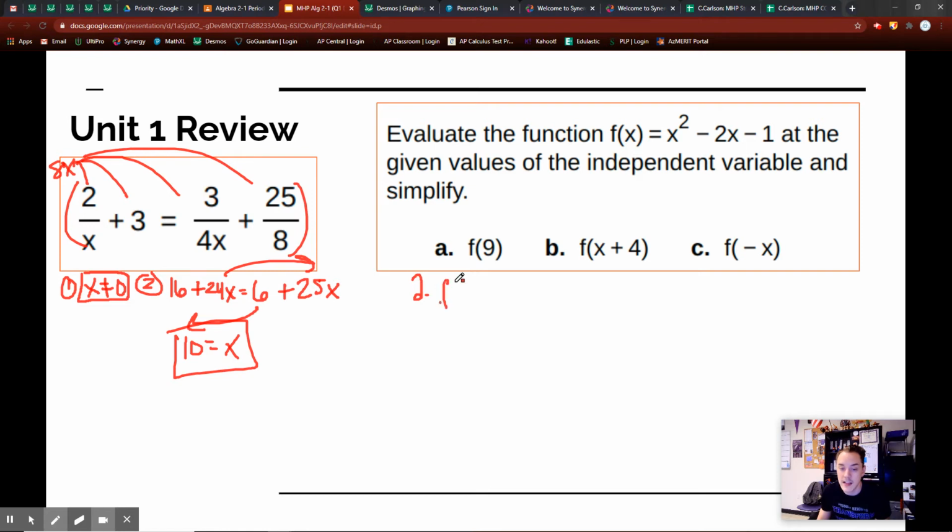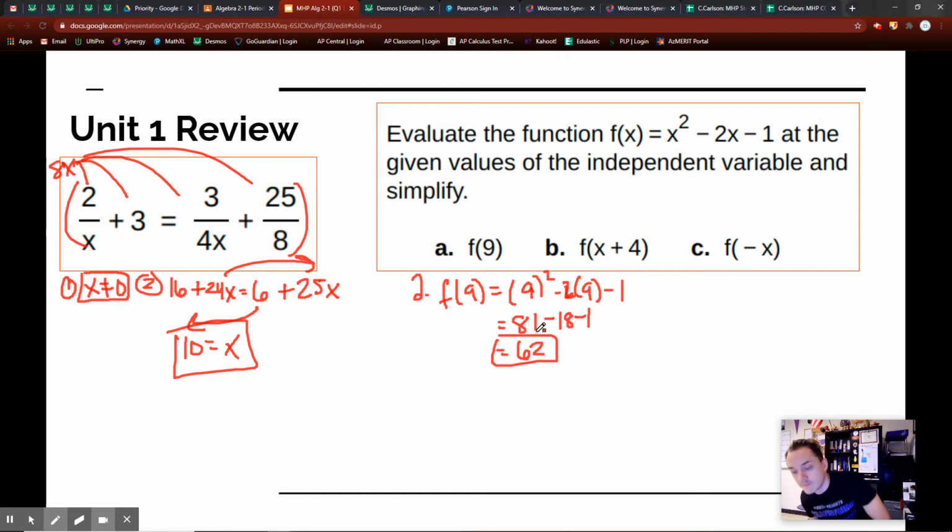So that means f of 9 equals 9 squared minus 2 times 9 minus 1. What this equals is 81 minus 18 minus 1. And then, of course, I can just use my calculator. I'm going to use my TI-36X Pro. You can use Desmos. The 81 minus 18 and then minus 1 gives you 62. Okay?